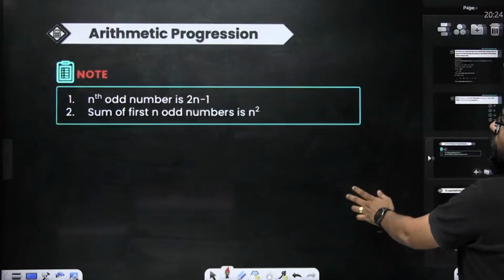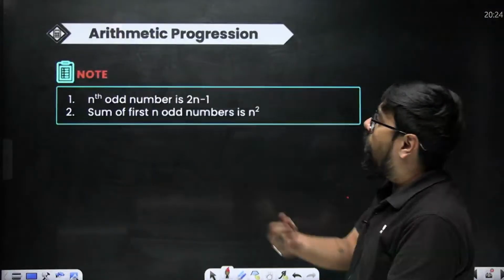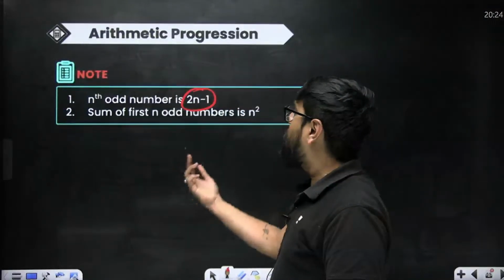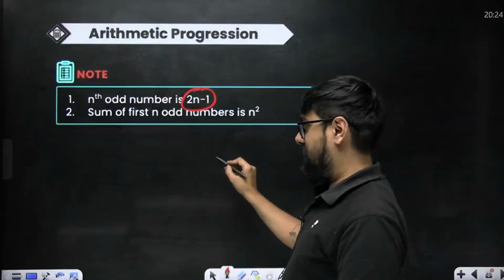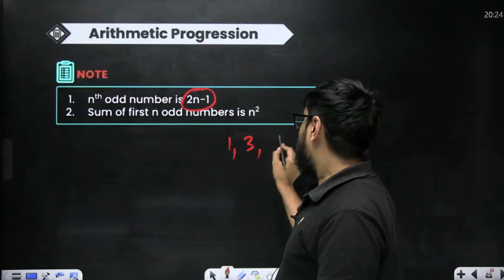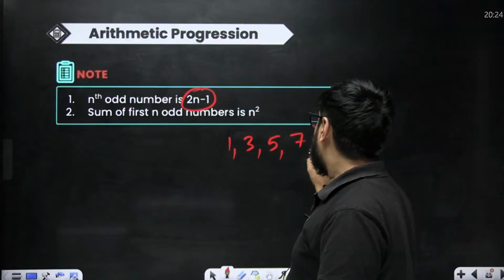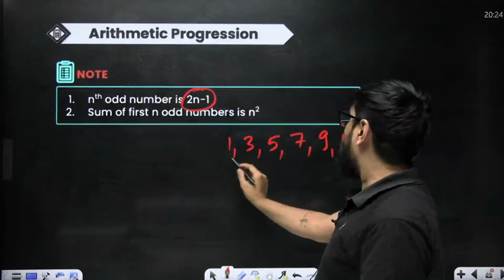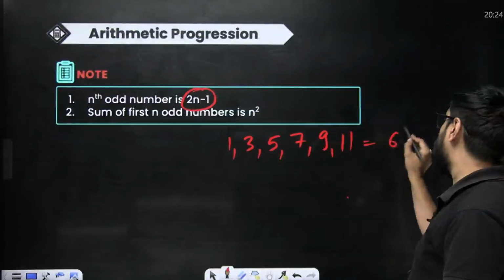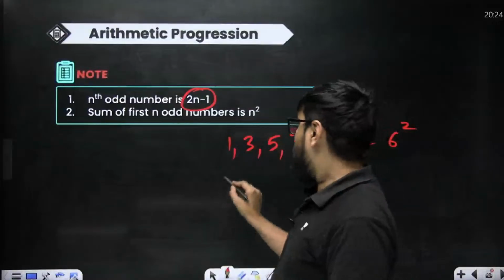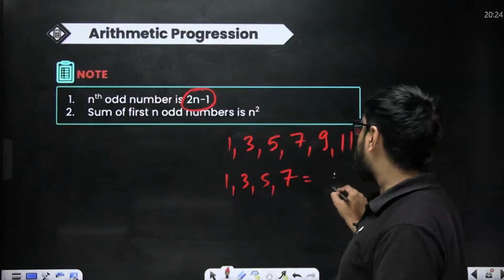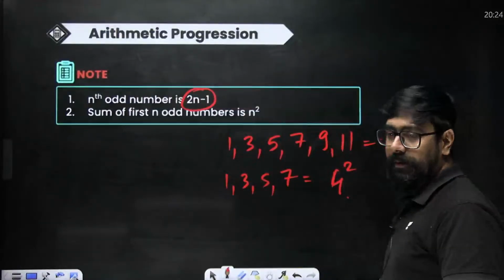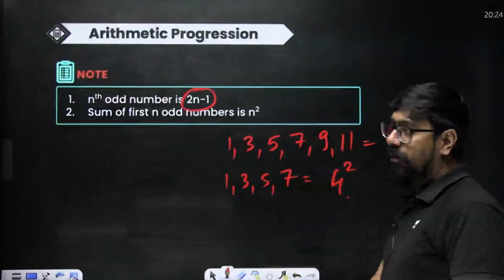This thing I told you: the nth odd number, any odd number, you can write as 2n minus 1. And the sum of first n odd numbers: 1 plus 3 plus 5 plus 7 plus 9 plus 11. How many odd numbers? 6 odd numbers. This will be equal to 6 square. Okay, 1, 3, 5, 7. How many odd numbers? 4 odd numbers. Sum will be equal to 4 square. First 4 odd numbers sum is equal to 4 square.